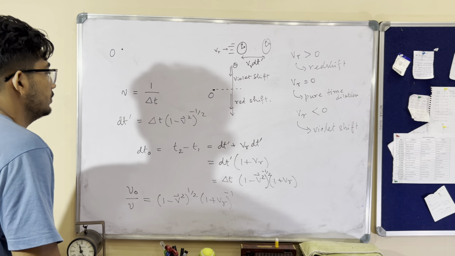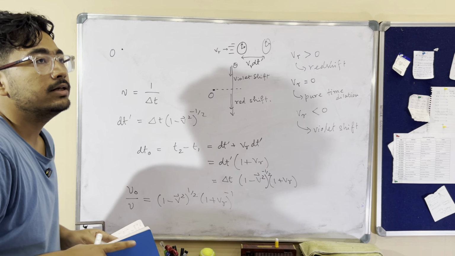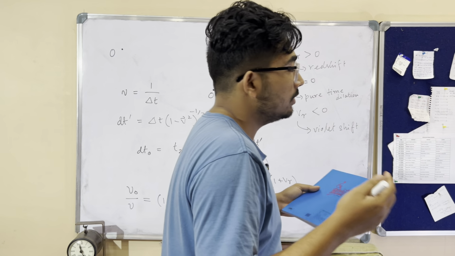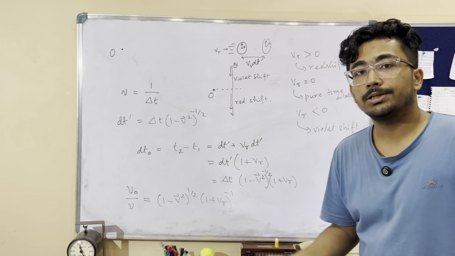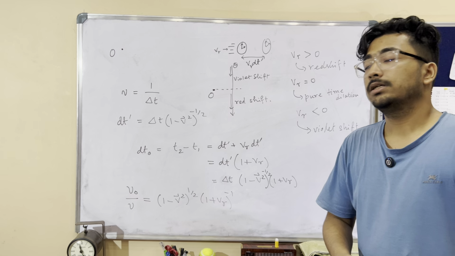Okay, so yeah, if no receding velocity is there, then we will see purely time dilation, and if there is a receding velocity, then we will see time dilation mixed with Doppler effects.